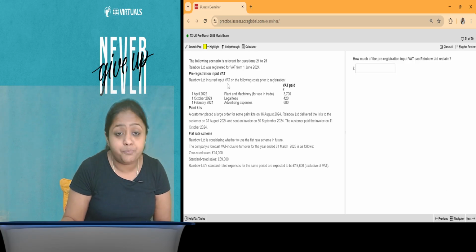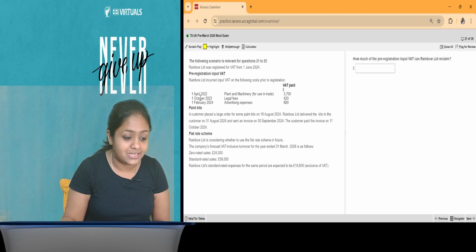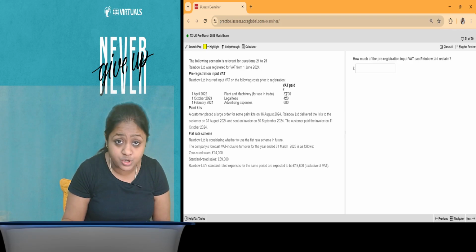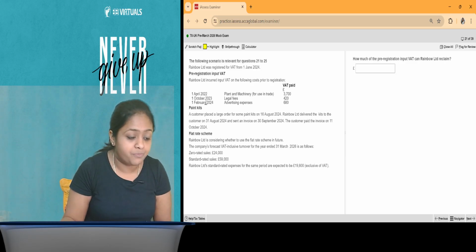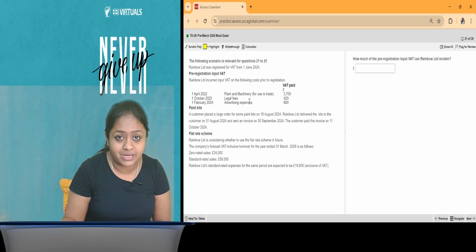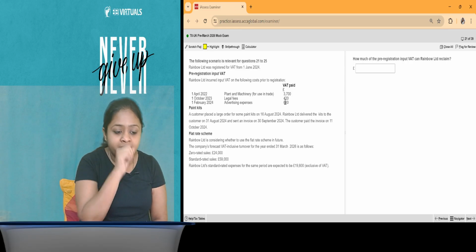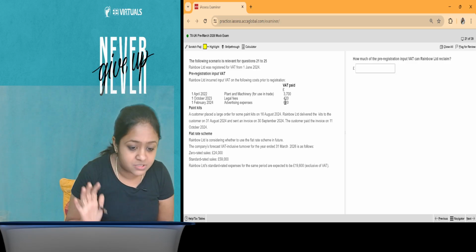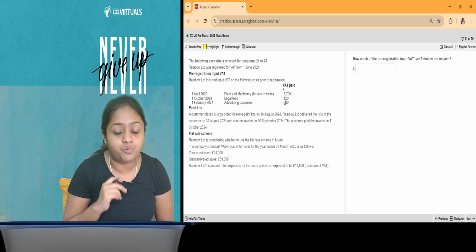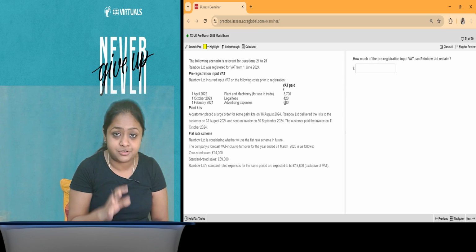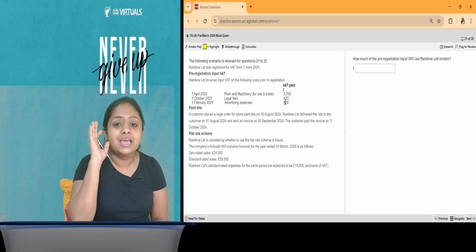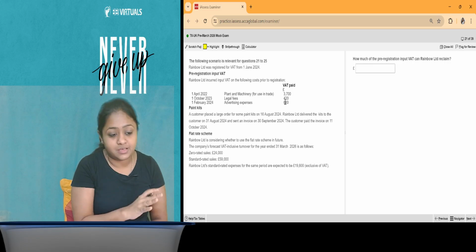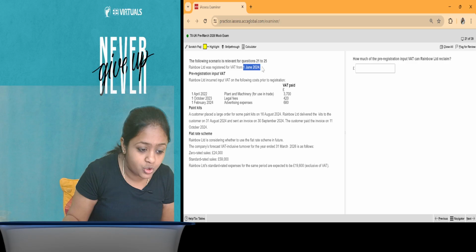Rainbow Limited incurred input VAT on the following costs prior to registration. 1st April 22, plant and machinery for use in trade, VAT paid was 3,700. 1st October 23, legal fees, VAT paid is 420. It's a VAT amount. 1st February 24, advertising expenses, and the VAT paid is 680. So these are the three amounts of VAT paid. What is the pre-registration input VAT that can be reclaimed? What we discussed in section A: 4-year period for goods that are in inventory and 6 months for services. So this is 1st June 24.